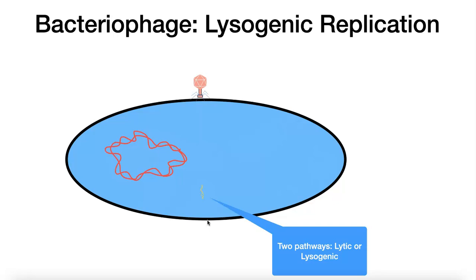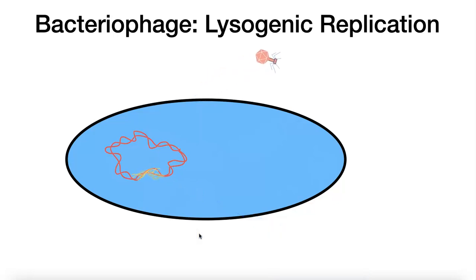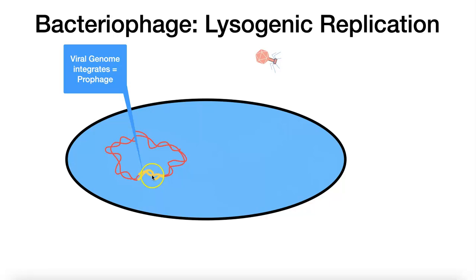And it's at this point that a lysogenic bacteriophage can undergo one of two replication cycles. So again, lytic is one possibility, but this particular video is going to focus on the lysogenic cycle. So during the lysogenic cycle, what happens is the viral DNA actually integrates into the bacterial chromosome, and it's at this point that we now call this a prophage. So prophage is a term that we use to describe a lysogenic bacteriophage that has integrated into the bacterial DNA.